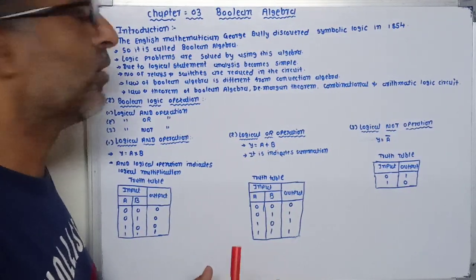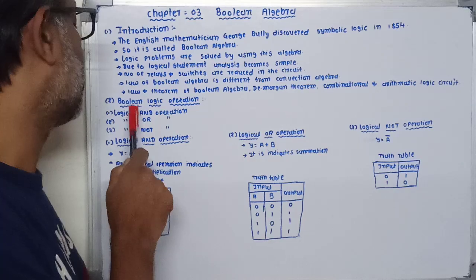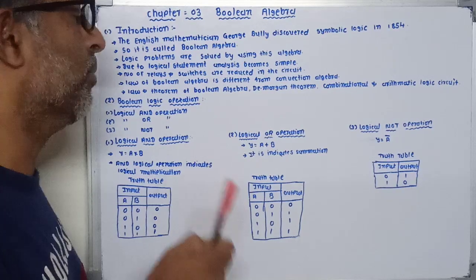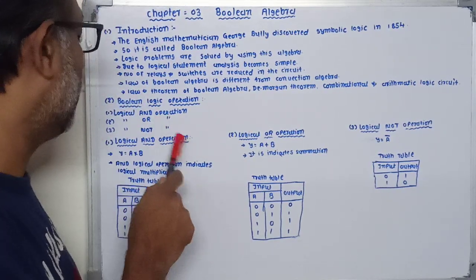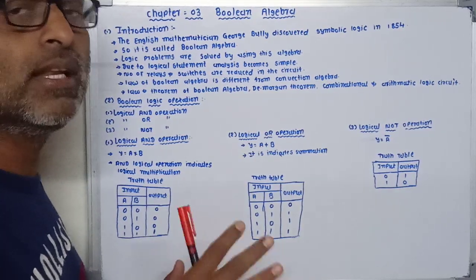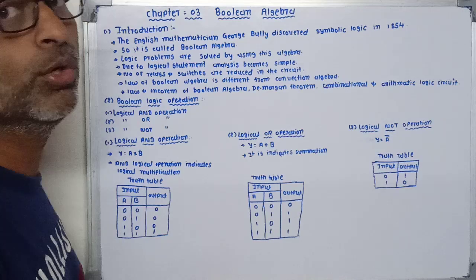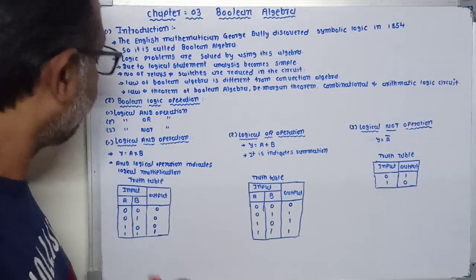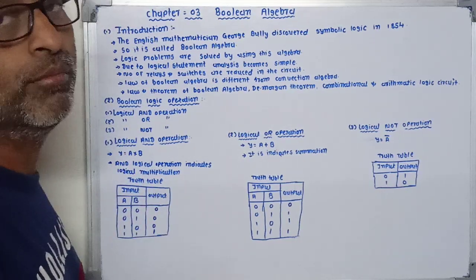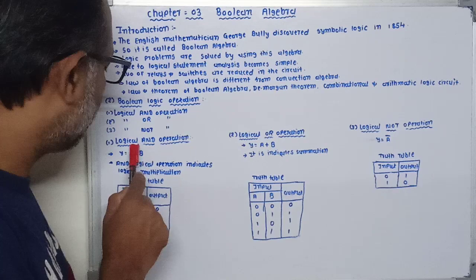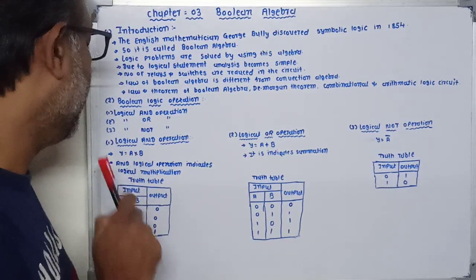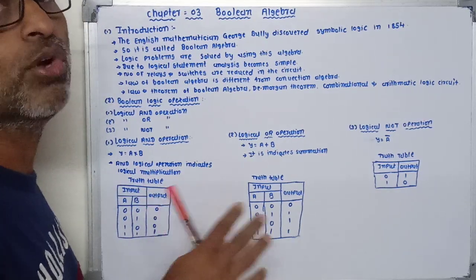There are three types of Boolean logical operation: logical AND operation, logical OR operation, and logical NOT operation. First, logical AND operation. In this operation, the two input variables A and B are represented by Y is equal to A into B, where Y is the output and A and B are the inputs. The multiplication sign is placed in between the two input variables A and B. Sometimes this sign is not shown.